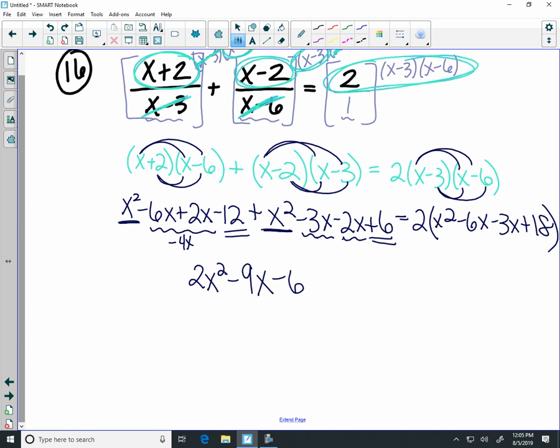As carefully as possible. On the other side of my equal sign, I have this guy here, those middle terms, negative 6 minus 3 is negative 9x. So what I really have here is 2x squared minus 18x plus 36.